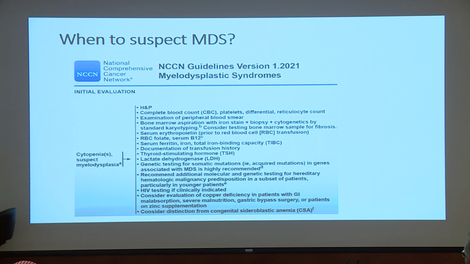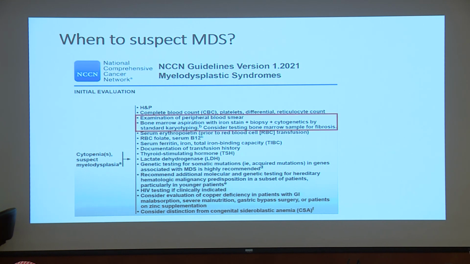So this is the NCCN guideline. This is the recommendation from the NCCN guideline when you're facing a patient and suspecting MDS. As you can see, most of the lab tests mentioned here have nothing to do with MDS, but again, we have to exclude all secondary causes. After we exclude all the secondary causes, and the patient still has a persistent cytopenia that you cannot explain, we can do a bone marrow.